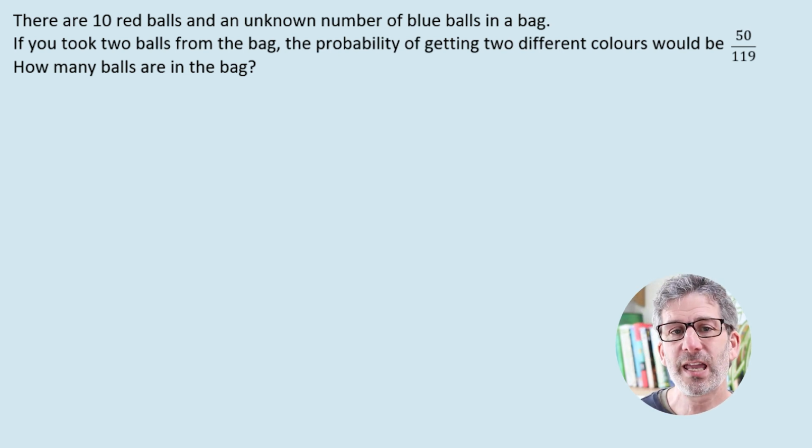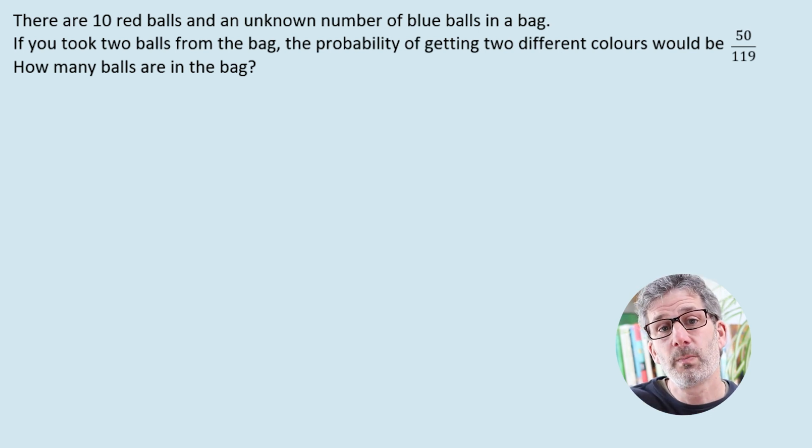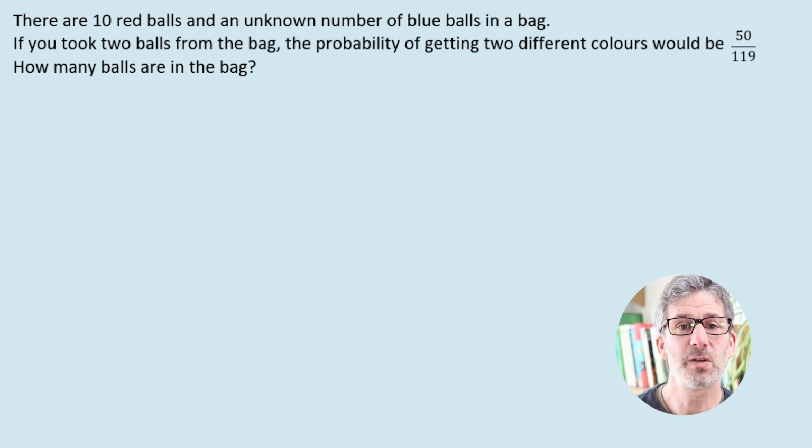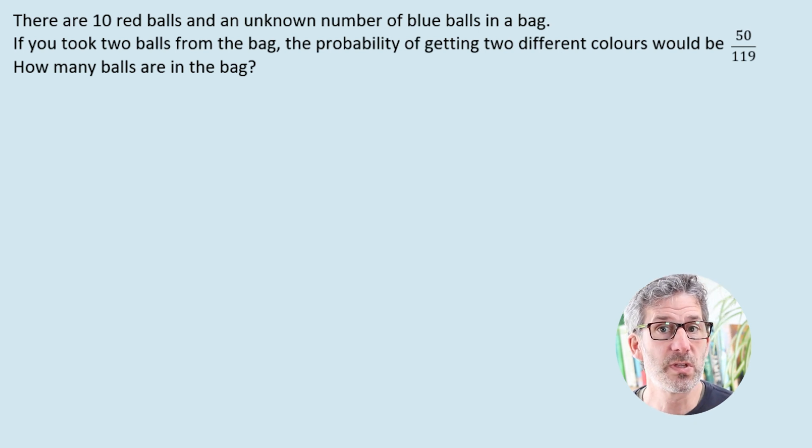So we're trying to calculate the probability of choosing 2 different colors. I'm going to start by describing the probability of getting a red ball followed by a blue. We'll also need to calculate the probability of the other way around, blue followed by red, but I'll come back to that later. We're told that there are 10 red balls, and we would calculate the probability of getting a red from the bag as 10 out of the total number of balls that there are.